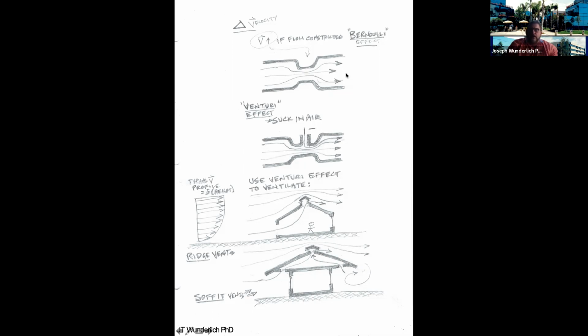So you've got a laminar flow going through here at a constant, steady rate in a pipe that's not narrow, and then you narrow it, you're going to accelerate velocity. The Venturi effect is you can suck air in. So you can pull air into your building by virtue of flow through your building. You can pull it in other ways.